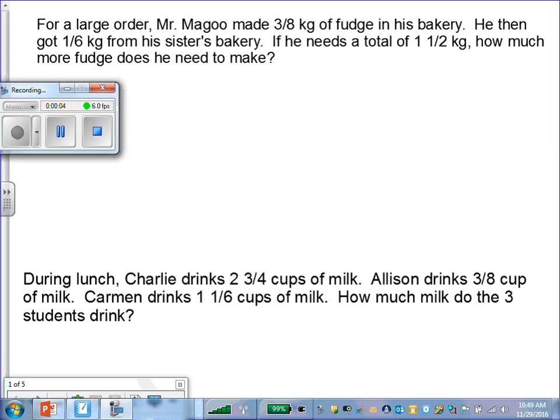So I want you to look at these two word problems. These are problems that you should be able to work. You do not need to copy the problems that are up here for you to read. But what I'm going to want you to do, where's your paper?